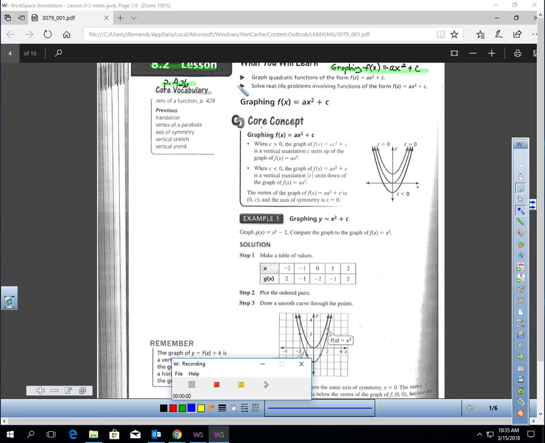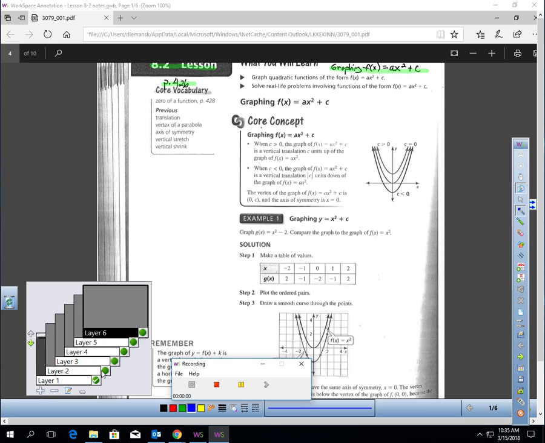Lesson 8.2, graphing quadratics of the form f of x equals ax squared plus c. You should be on page 426. In this lesson, you will learn how to graph a quadratic function of the form I just mentioned, and then how to solve real-life problems involving functions of the form I just mentioned.